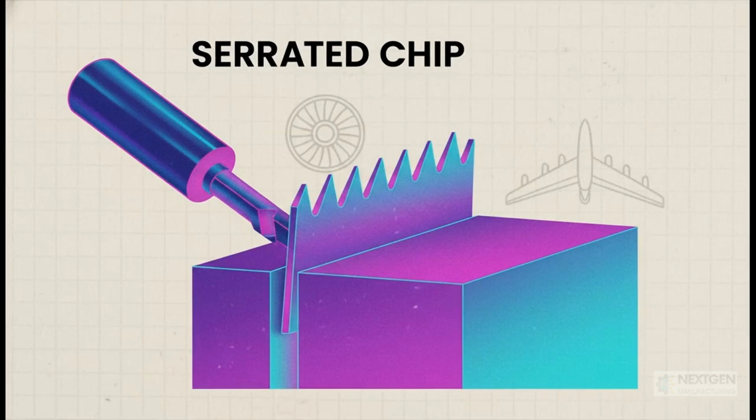And then there's this one. When you're machining the really tough stuff, we're talking titanium, superalloys, the kind of materials used in jet engines and medical implants, you get these very distinct sawtooth chips. They're called serrated chips. Learning to manage this is absolutely key to making those high-tech, next-gen parts.